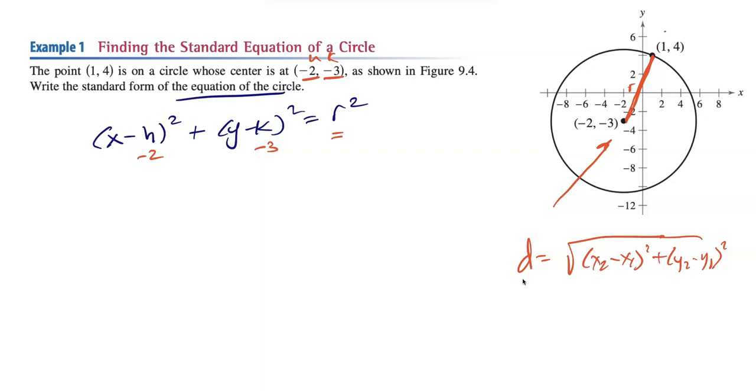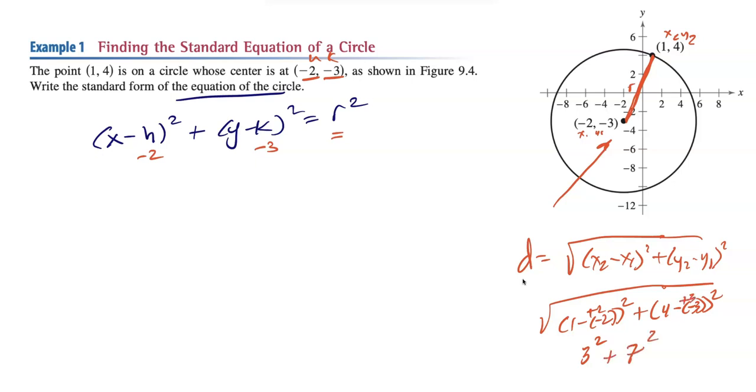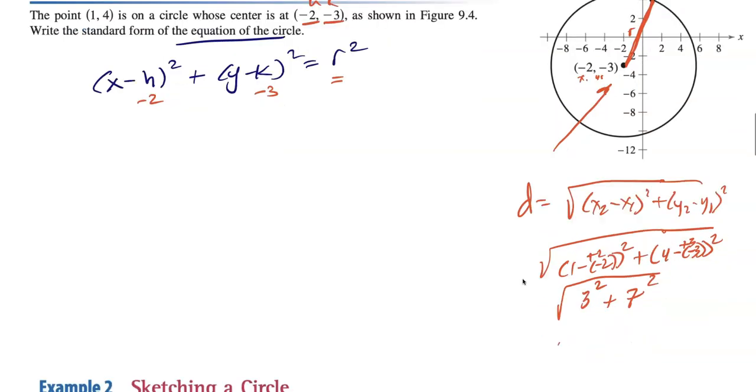So this would be my x2, x1, y2, y1. I would get 1 minus -2 squared plus 4 minus -3 squared. The double negative makes a +2, so I get 3 squared. The double negative makes a +3, so I get 7 squared. So you get the square root of 9 plus 49, so the square root of 58. That's my r.